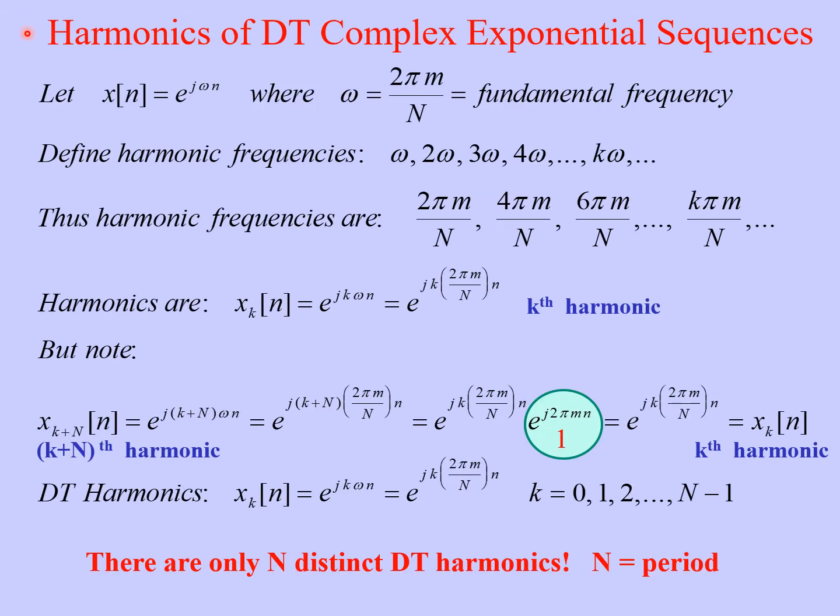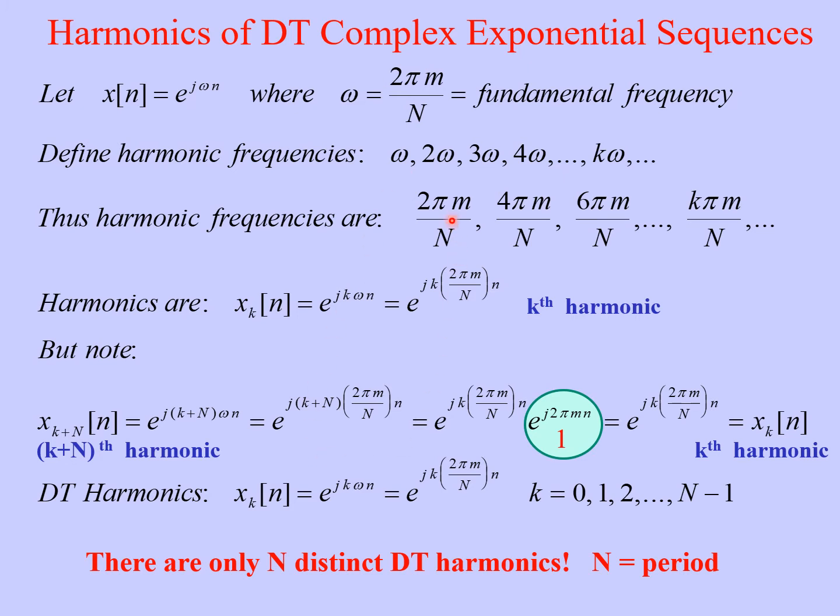Now, what about discrete time? Discrete time complex exponential sequences also have harmonics. Likewise, if omega is our fundamental frequency, our harmonics are 2 omega, 3 omega, 4 omega, and so on. However, there's one major difference with discrete time sequences. Once we go high enough, we'll actually return back to our first harmonic. I'll show this more clearly on the next slide.